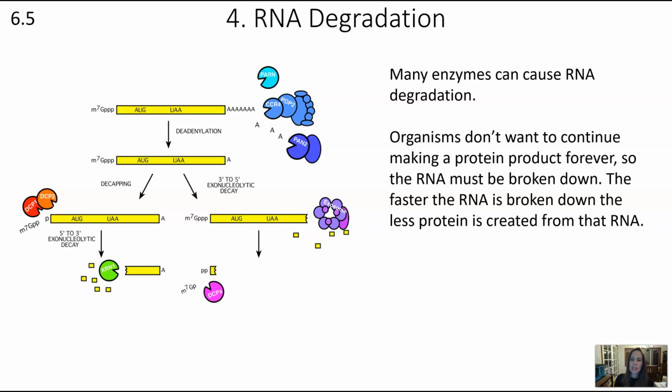Organisms don't want to continue making a protein product forever. So again, we need to have a way of controlling the on and off switches in lots of different subtle ways. Breaking down the RNA is a way to decrease the amount of protein product that comes from that mRNA. Do not worry about the details of this diagram. It's just a visual to help you understand that RNA can be broken down. Don't worry about all these details.